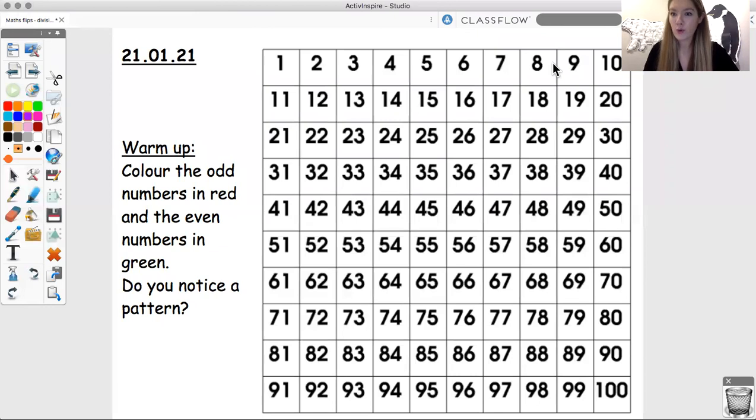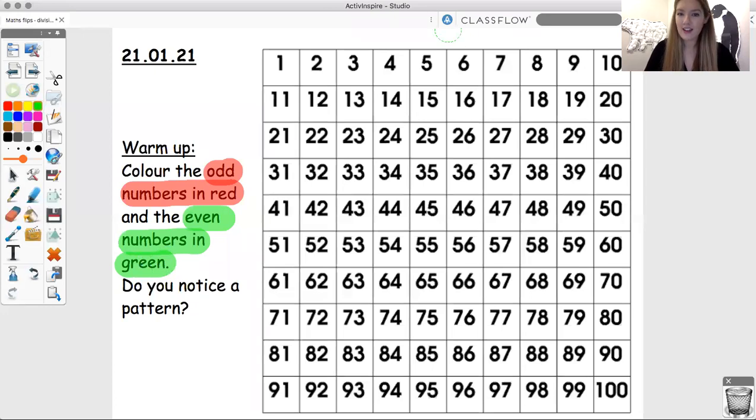So, we are going to warm up our mathematical brains. I would like you to colour the odd numbers in red and the even numbers in green. And when you've done this, I'd like you to think about, have you noticed a pattern? Now, whilst you're doing this, I am going to do this too. So pop me on pause and I will see you when you've done the task.